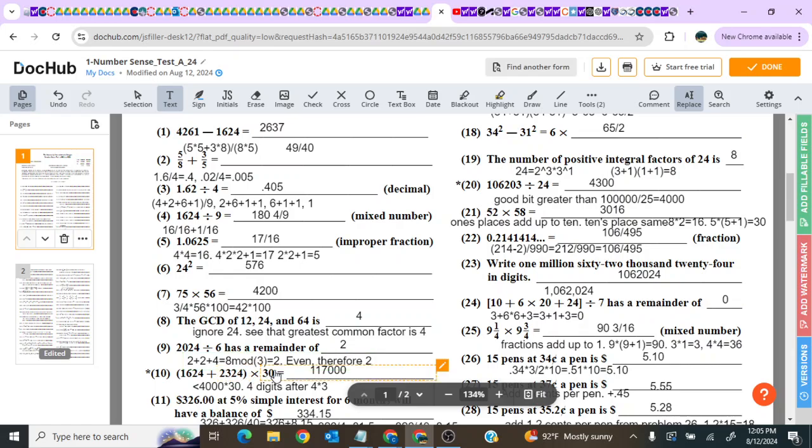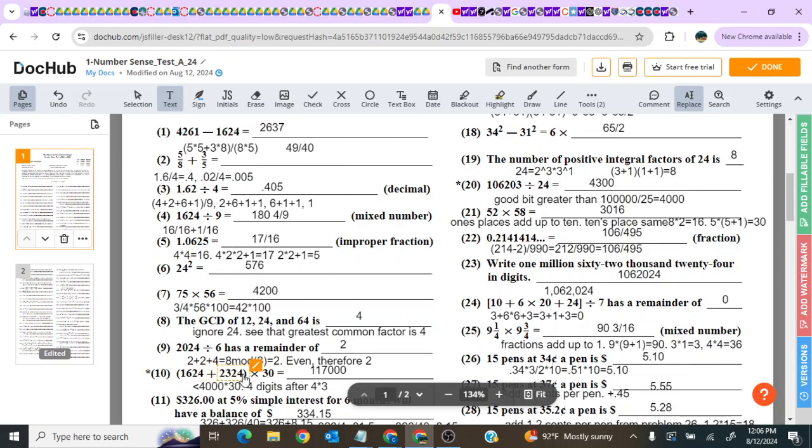And then the number is also clearly even. So you're looking for some number before 6 that has a remainder of 2 when divided by 3 and is even, and the only number that fits that criteria is 2.